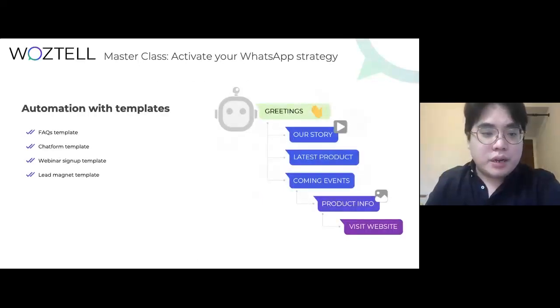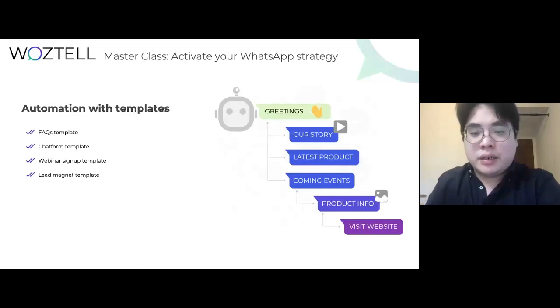So we have all kinds of templates available in our template gallery, which are FAQ templates, chat form templates, webinar sign up, or lead magnets. And all of these are different pre-made conversation tree designs. You can just simply download our templates and then install them in your WhatsApp account completely free of charge. And it only involves a few clicks. So no worries about how to install it, because we include the tutorial video on how to edit, how to install, and how to expand your template.